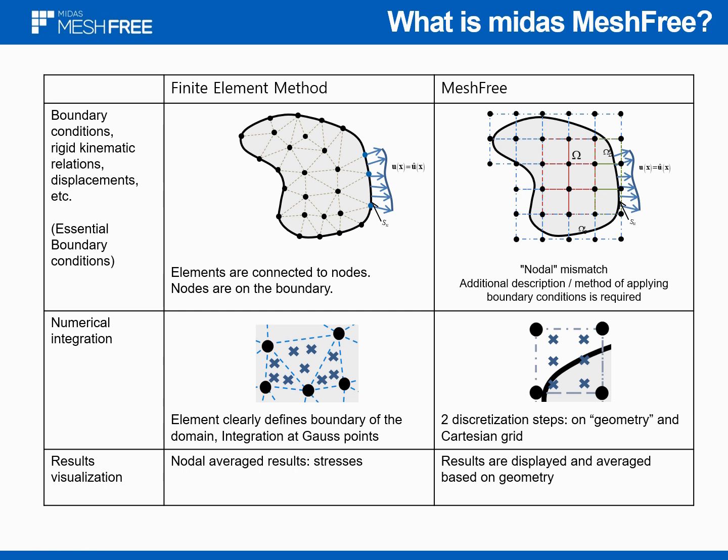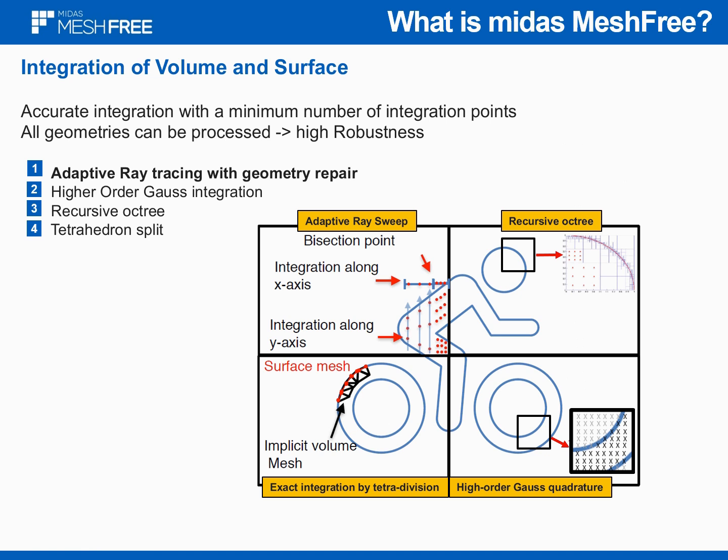So that's the major difference between the two meshes. And finally, the last difference and challenge for the software itself is to display and average results correctly. So the key to accuracy of numerical methods based on geometrically non-conforming meshes is domain integration methods. And robustness, accuracy, as well as computational efficiency highly depend on volume integration and surface techniques.